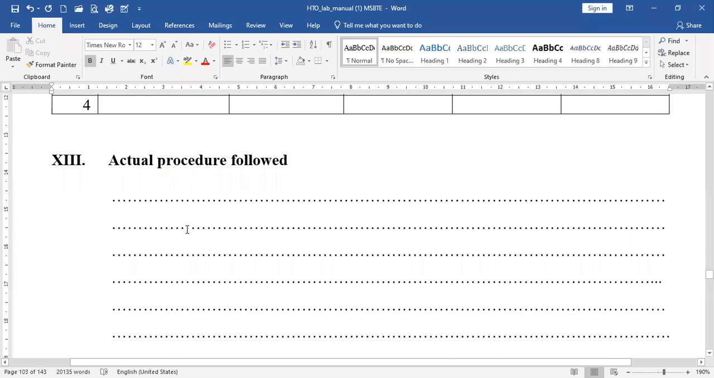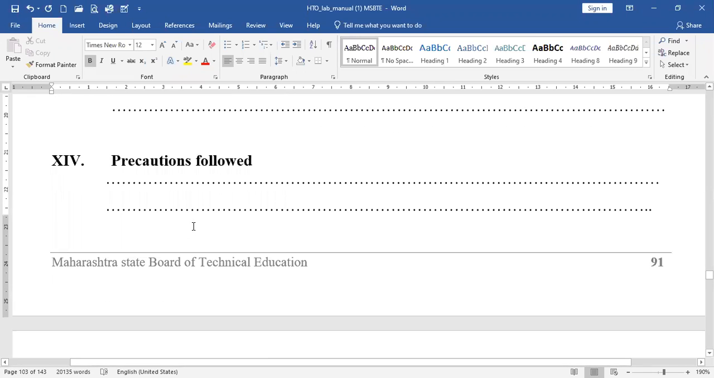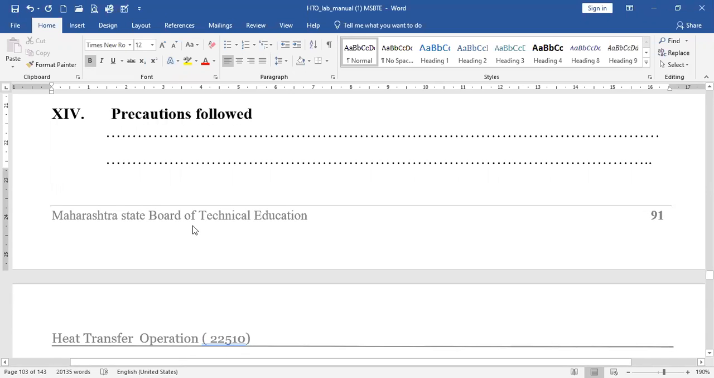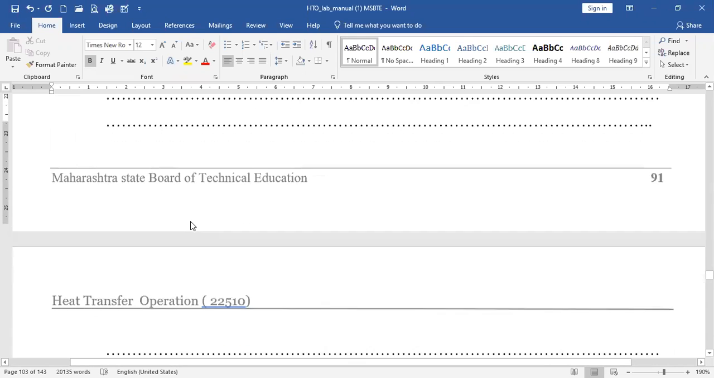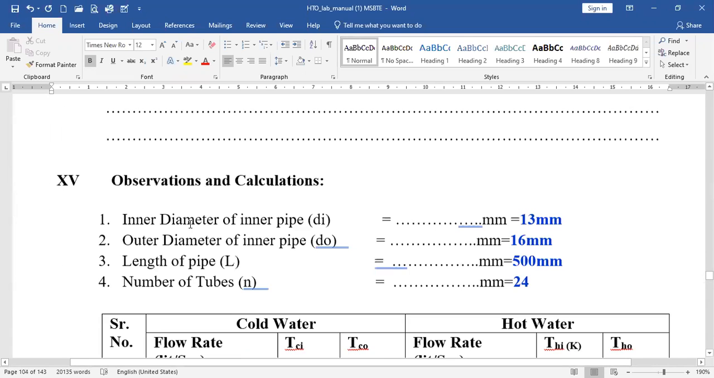Then we have discussed the procedure to be followed. Whatever the actual procedure followed by the students and staff should be written here. Then we have discussed the precautions, or precautionary measures, before starting or while conducting the experiment. Whatever actual precautions are followed in the experimental setup should be written at this point.